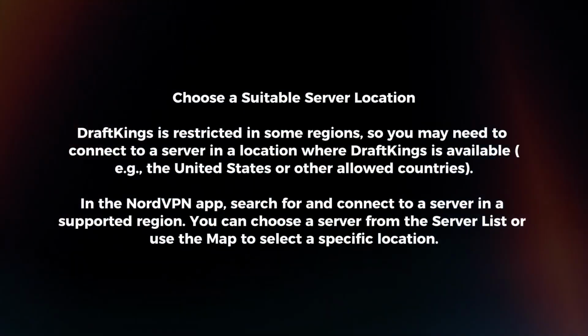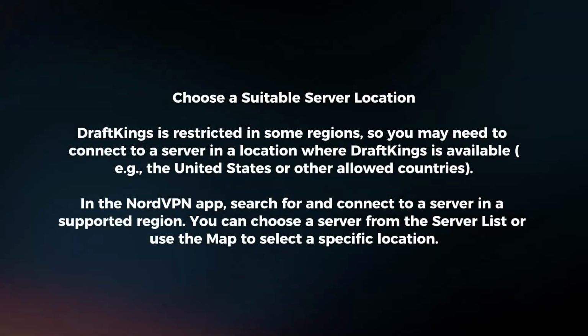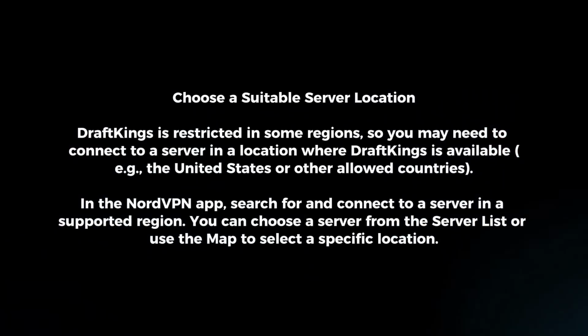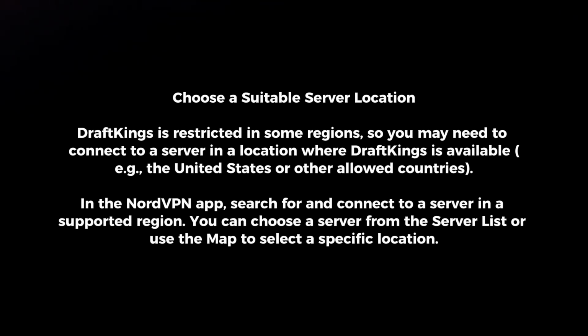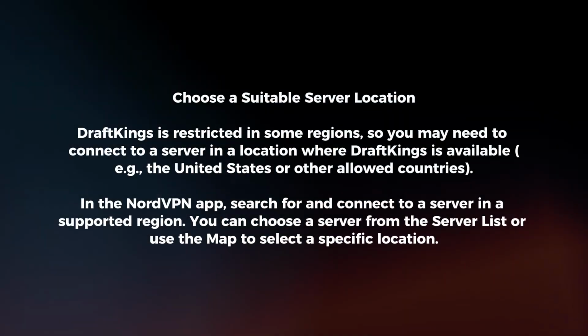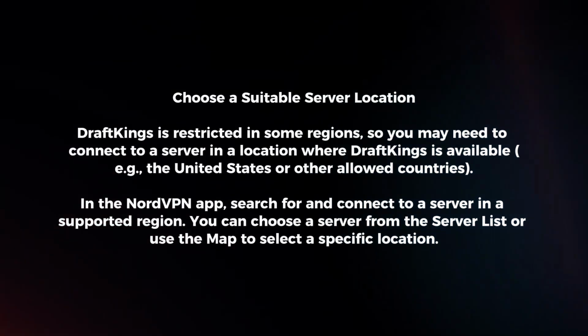Choose a suitable server location. DraftKings is restricted in some regions, so you may need to connect to a server in a location where DraftKings is available. In the NordVPN app, search for and connect to a server in a supported region. You can choose a server from the server list or use the map to select a specific location.